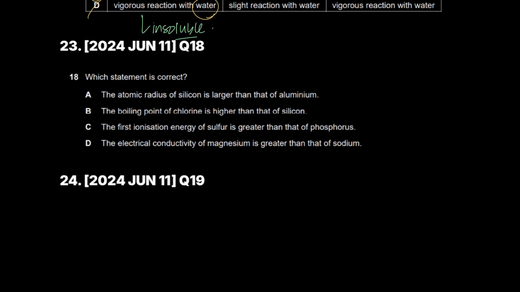Next, question 18. Okay, so hold up. Which statement is correct? The atomic radius of silicon is larger than that of aluminum.